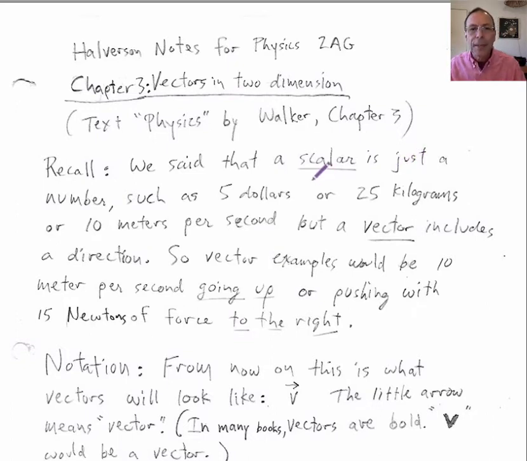So remember that I said that a scalar is just a number, whereas a vector is a number with a direction. So examples of scalars were like $5 or 25 kilograms. But examples of vectors would be 10 meters per second going in the upward direction, or a push of 15 newtons to the right. So we're including a direction there, and so we have vectors.